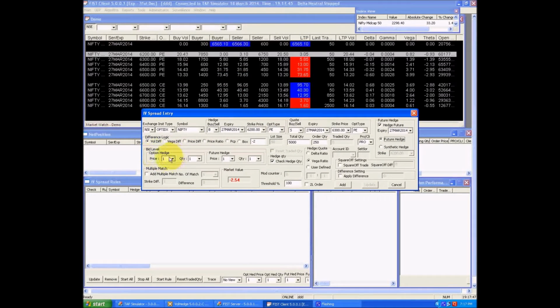This is the bid level of options. I can change the bid level of options, for price as well as quantity, depending upon the liquidity of the market. Supposing the market is very illiquid, then I'll increase the depth level, and if the market is very liquid, then I will keep the depth level as 1 and 1. For future hedge also the same parameter can be set. I can increase the depth level or keep it 1. I can change the parameter for hedging for price as well as quantity.